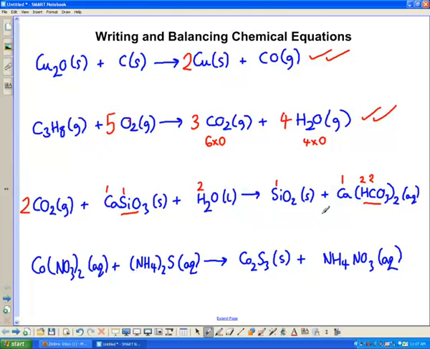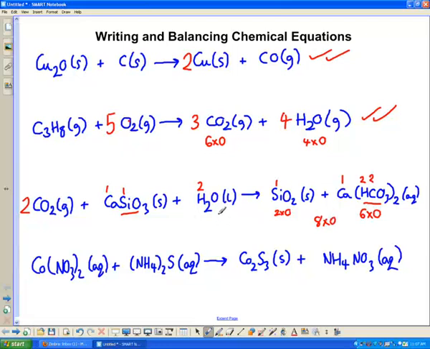Now, let's be careful and add up all the oxygens. All right, how many oxygens do we have here? We have 2 there. We have 3 per bicarbonate, but we have 2 bicarbonates, so therefore we've got a total of 6. So therefore, in total on that side, we have 8 oxygens.